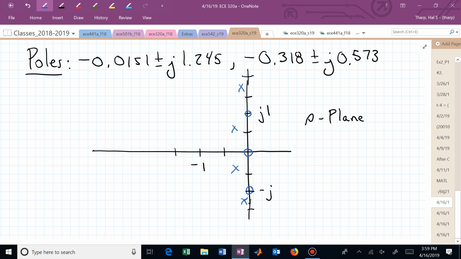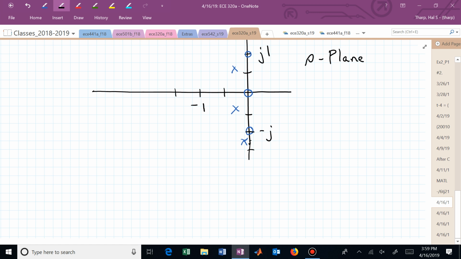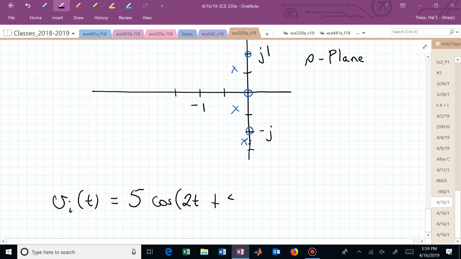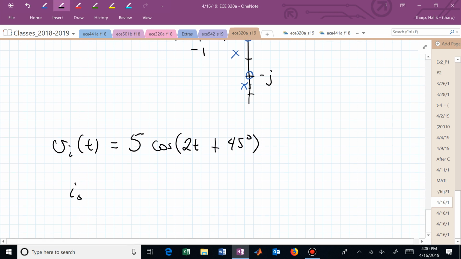What were we trying to do in this particular problem? Find the sinusoidal steady state response in that current in the rightmost branch. And how did we excite the system? What was V sub I of t? I hope it was 5 cosine of 2t plus 45 degrees. And we were asked to find that current in the rightmost branch.